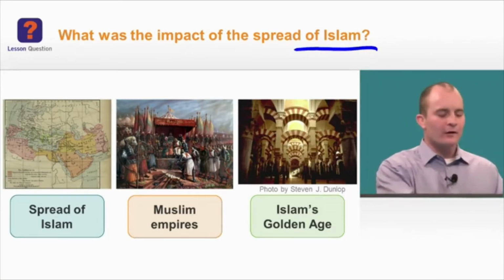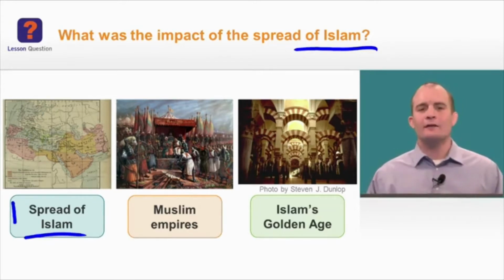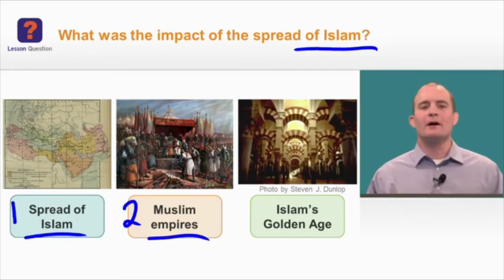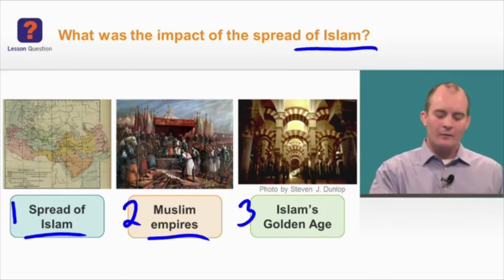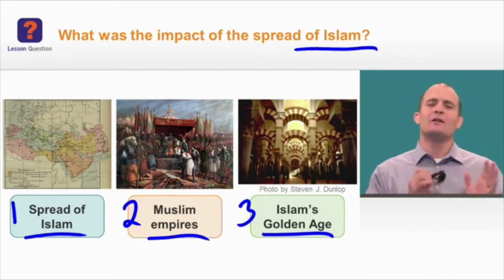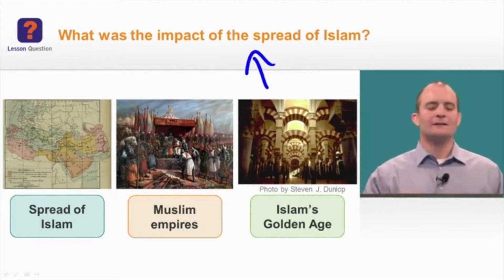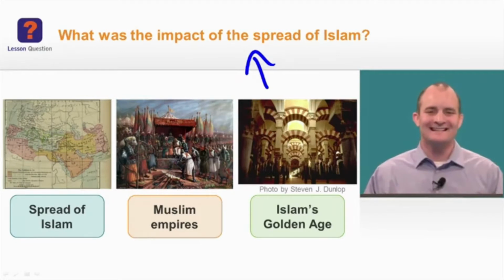In the first part, we're going to look at the spread of Islam. In the second part, we're going to look at different Muslim empires that helped the spread of Islam. And in the third part, we're going to look at Islam's golden age. And by looking at these three parts, we'll definitely be able to answer our lesson question of what was the impact of the spread of Islam.